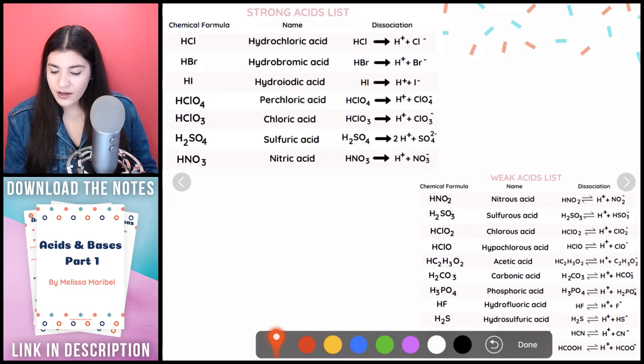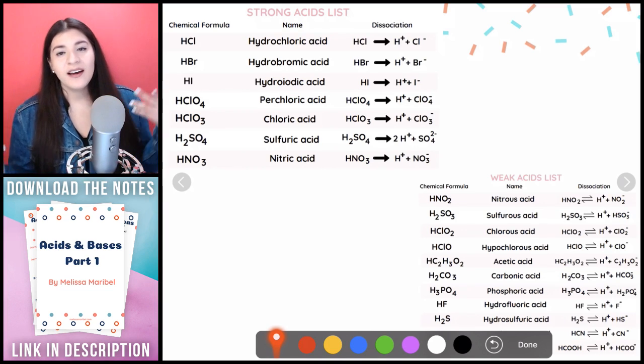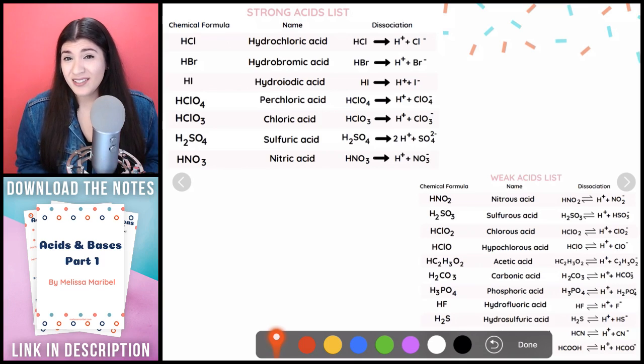And actually, look at all of these. These are all completely dissociating, right? They're all breaking apart into their ions. However, for a weak acid, it's not going to completely break apart. A good example of this is sulfurous acid, H2SO3. It doesn't completely break apart, right? Sure, H is by itself, but we still have HSO3. So that's the concept with strong versus weak. Yes, you do need to memorize this, okay? So make sure to know your strong acids and your weak acids because that will come up.